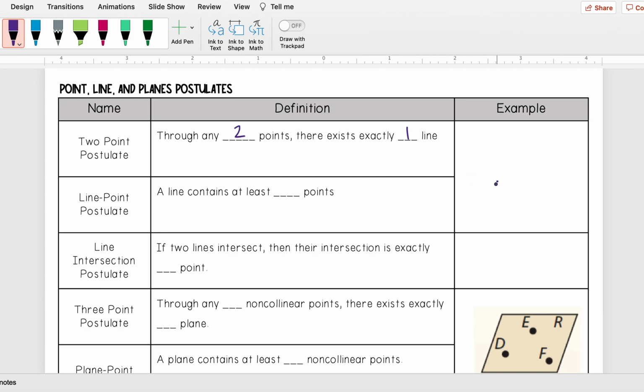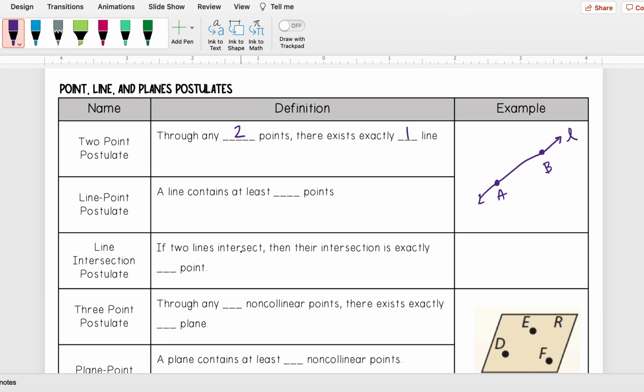So if I have points A and point B, then I automatically know that there is a line that goes through them, and there is only one line. Let's call that line L. So through any 2 points, there is exactly one line that can go through them. I can't draw multiple lines through this. It's just going to end up being that same line L.